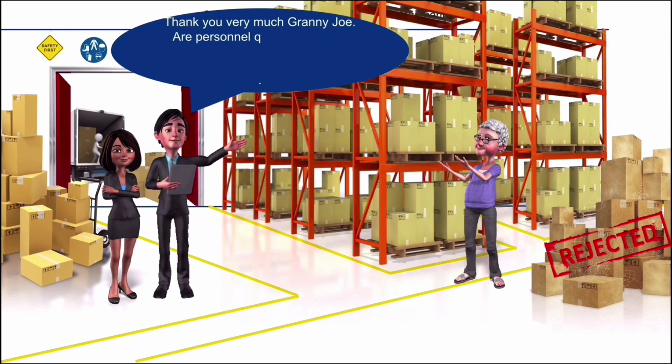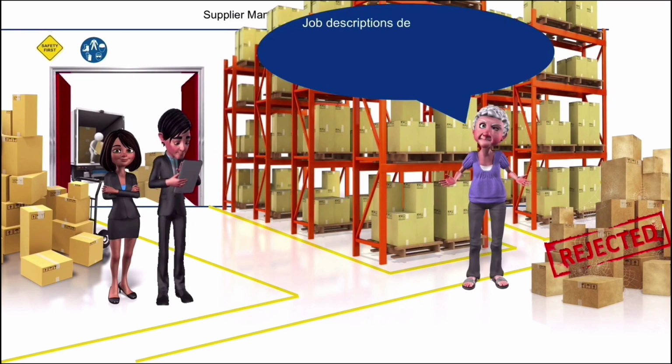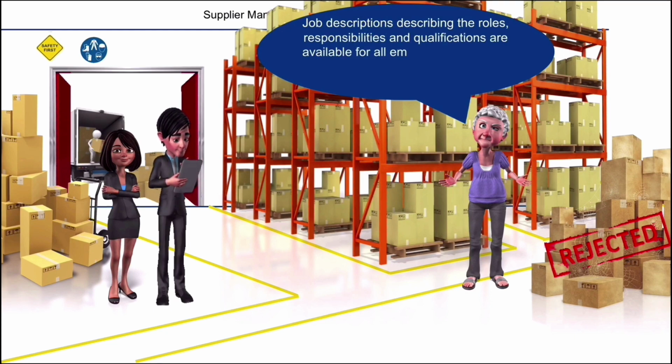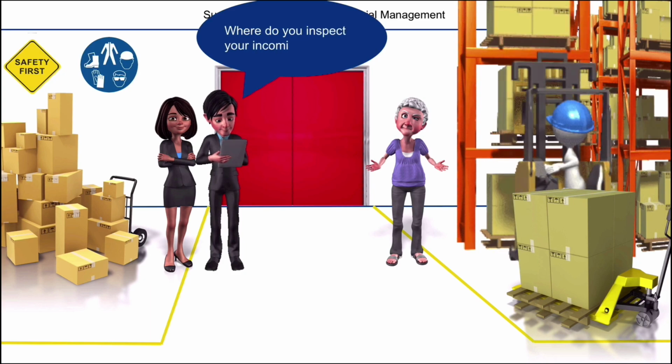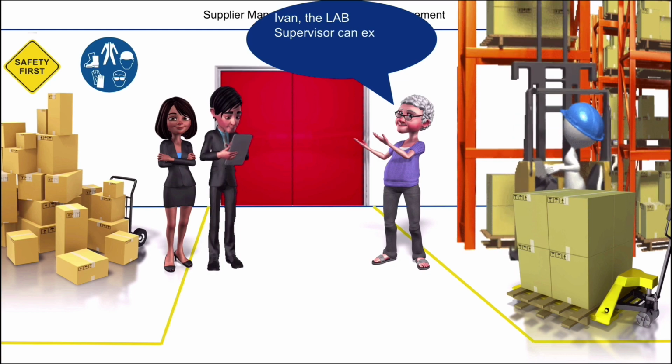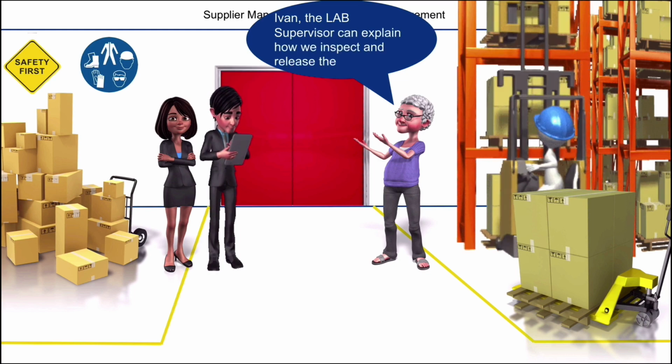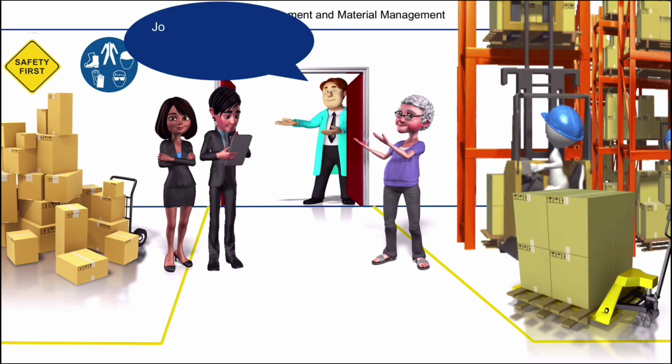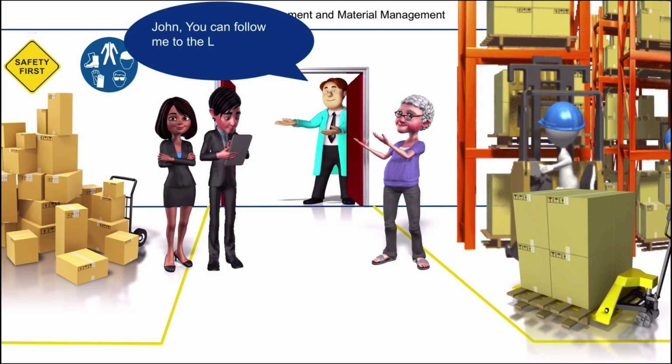Are the personnel qualified for their respective tasks and are responsibilities defined for them? Job descriptions describing the roles, responsibilities and qualifications are available for all employees, especially for the forklift drivers, quality inspectors and supplier auditors. Where do you inspect your incoming material? Ivan, the lab supervisor, can explain how we inspect and release the material. John, you can follow me to the lab where we test the material.